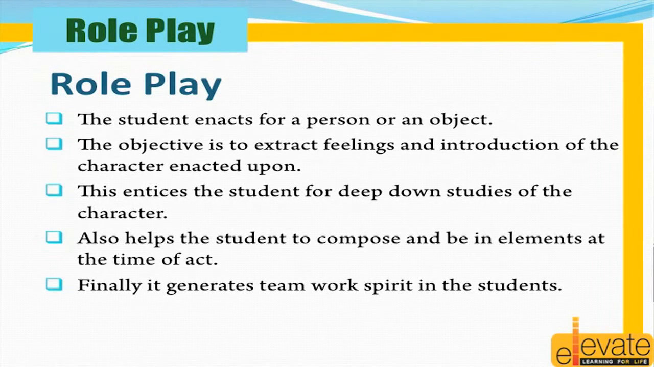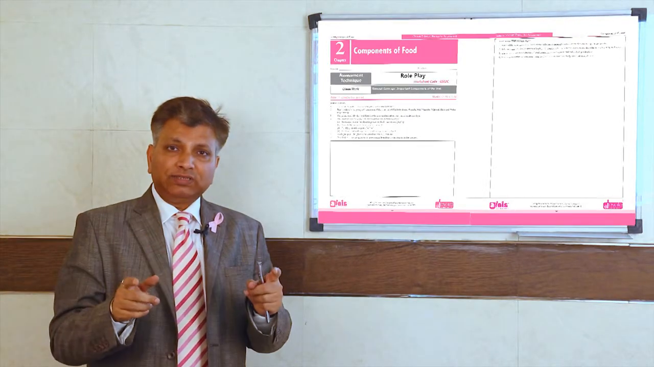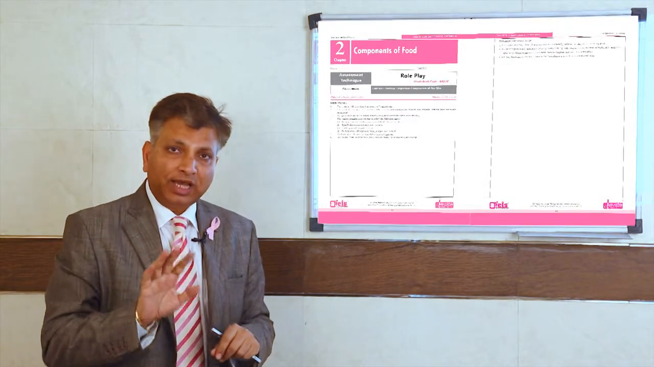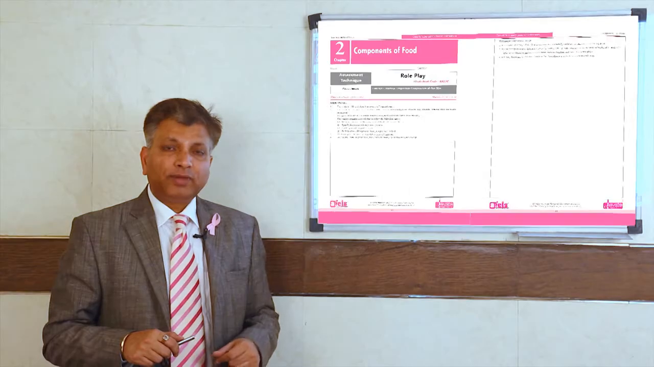With the help of role play, we have developed many activities. One of those we are going to discuss a little bit. And every activity which we have designed has some meaning behind it. For example, components of food for class 6. This activity is designed to understand various components of food. Say carbohydrate, protein, fat, vitamin, mineral, fiber, water. So all these components of food are going to be enacted in this activity by the students.